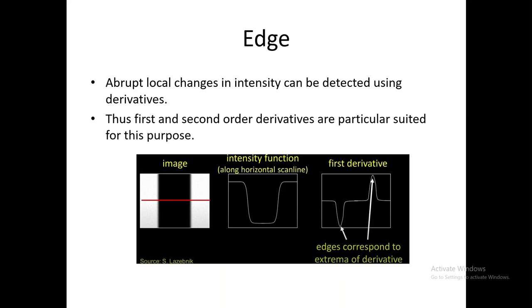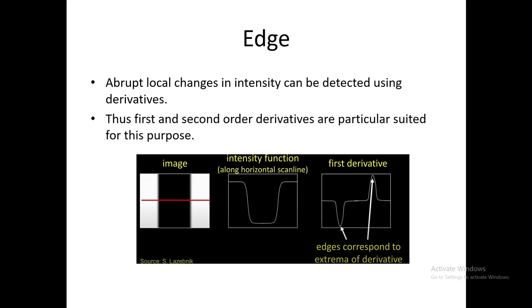And if we apply a derivative to this function, we will get a function that looks like this. This is the first derivative of that scan line, and the edges where the intensity profile changes rapidly in the original image correspond to these extrema of the derivative.